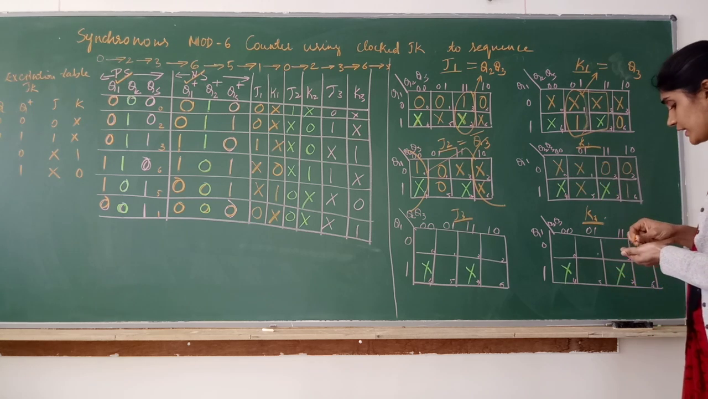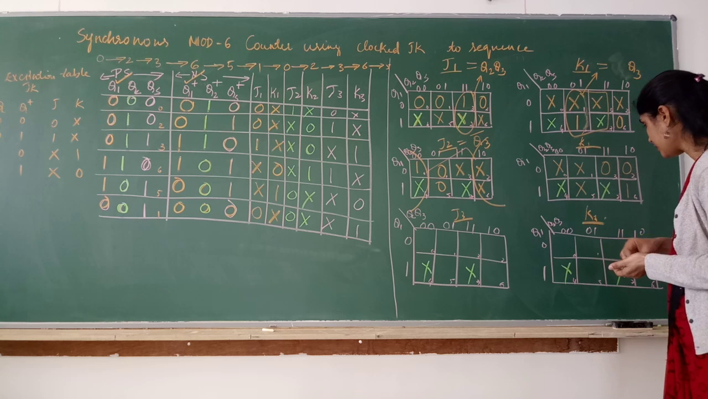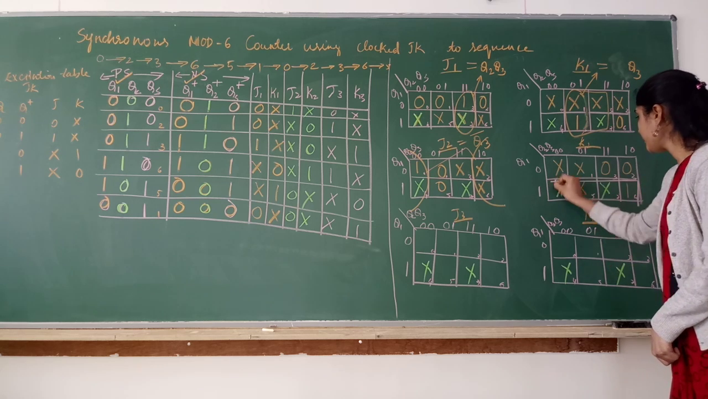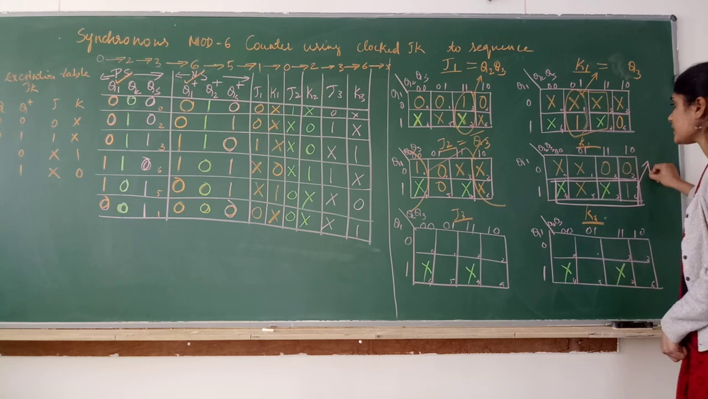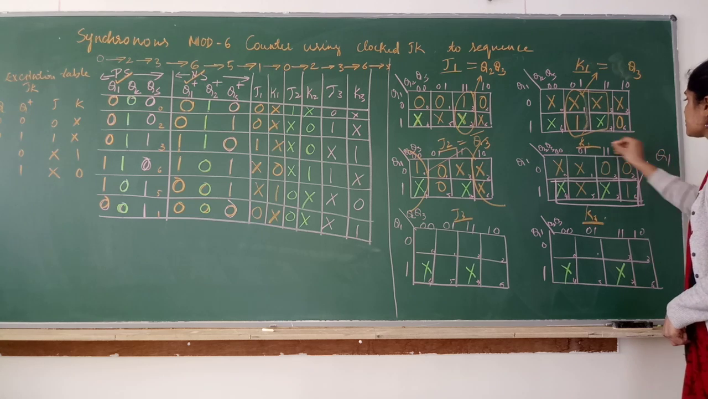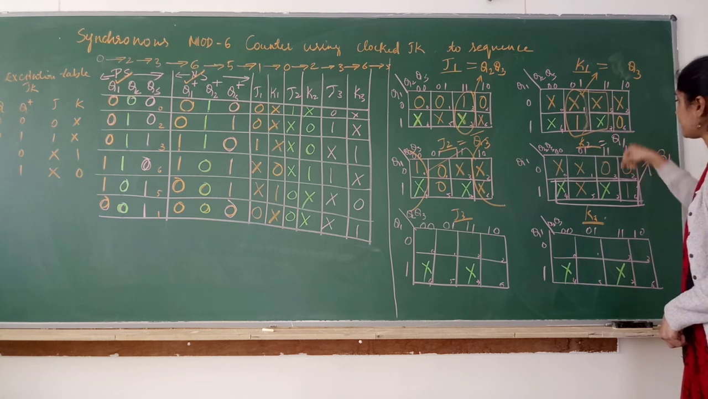So how will you group? Again you form a quad group here. These 4 you can combine. And what is the equation we get? We get it as Q1. So K2 is equal to Q1.